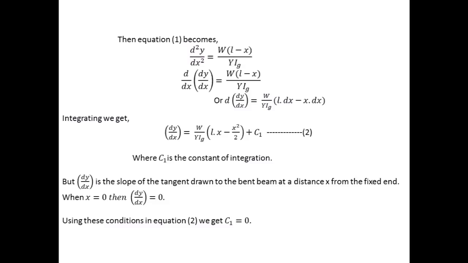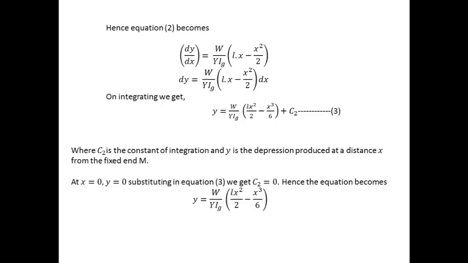So when x equal to 0, obviously the slope dy by dx is also equal to 0. Let us substitute this condition in equation 2. That is, when x equal to 0, dy by dx is also equal to 0. So substituting this condition in equation 2, we get dy by dx is 0, W by YIg, the entire bracketed quantity becomes 0, and hence C1 is equal to 0. Hence, equation 2 takes the form dy by dx is equal to W by YIg into (Lx minus x square by 2).